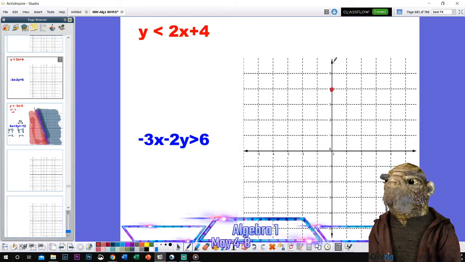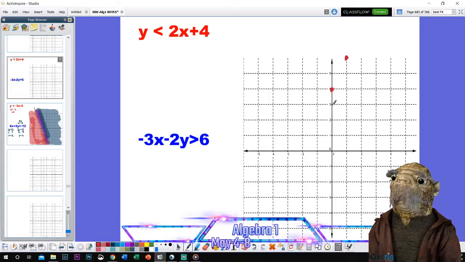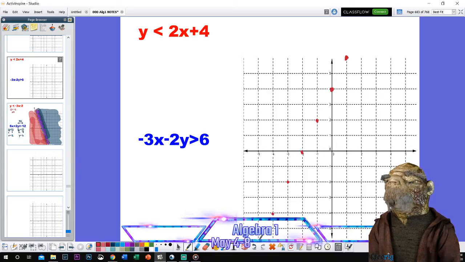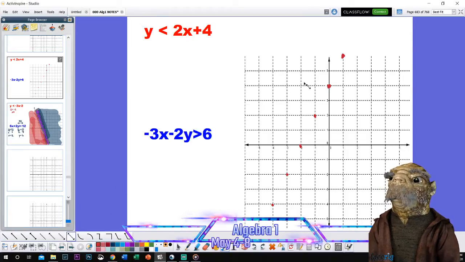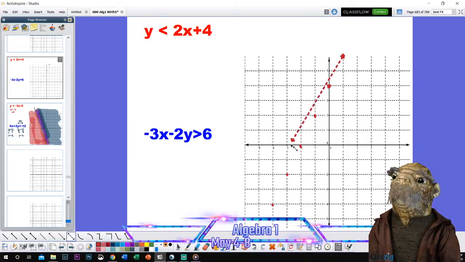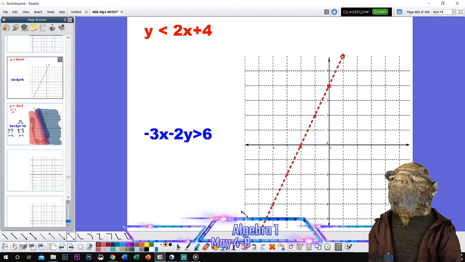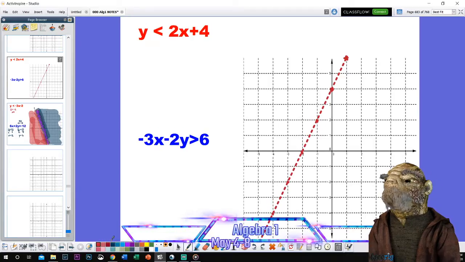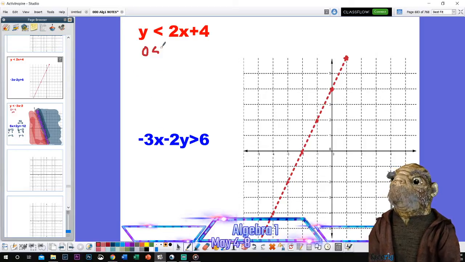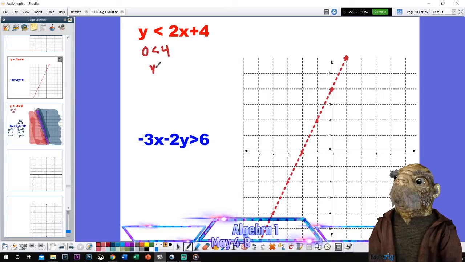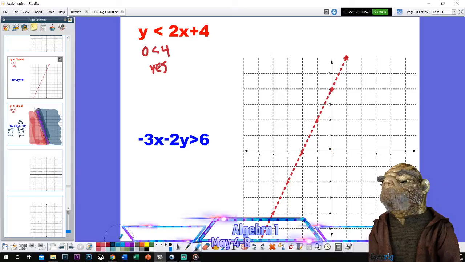All right, there's 4. From there, up 2 and over 1. I want to make this straight, so I'll go down 2 and left 1. Just like this. Dotted line because we have no equal sign. Like that. I'm plugging in zeros. 0 less than 4. Oh yeah. So do I color here? Yes, I do.